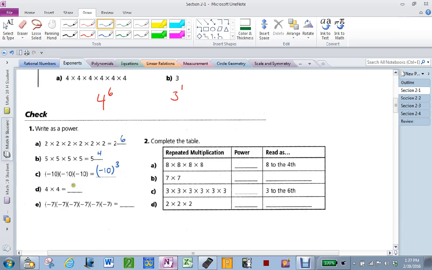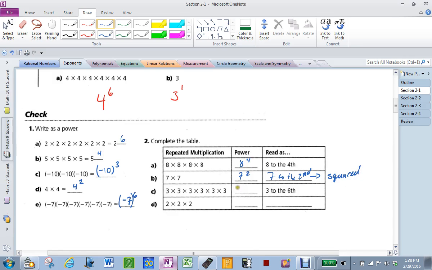Okay, what's this one? It's 4 squared. And what's this one? To the 6. All right, now this one. That is 8 to the what? 4. That is 7 to the what? And so that's 7 to the 2nd. Or what's the short version of that? Squared.